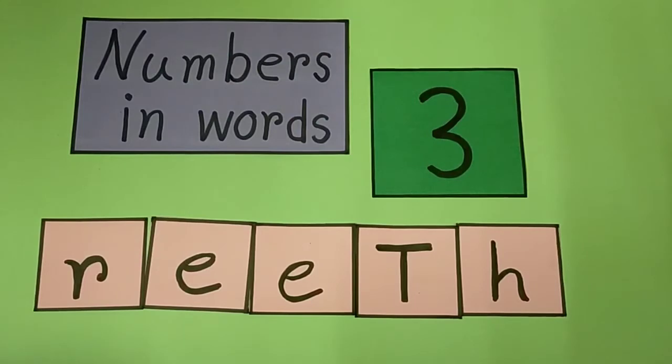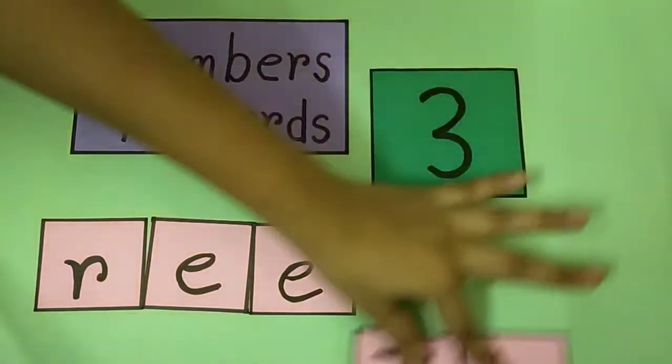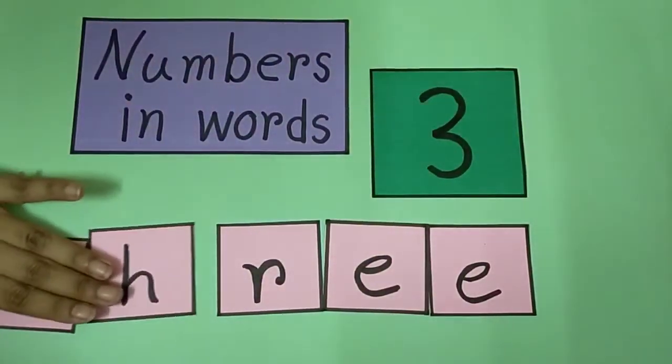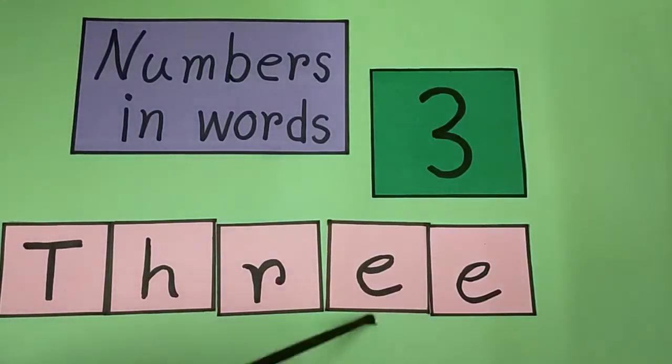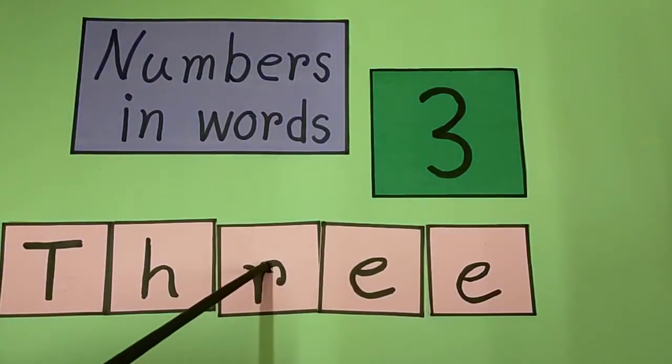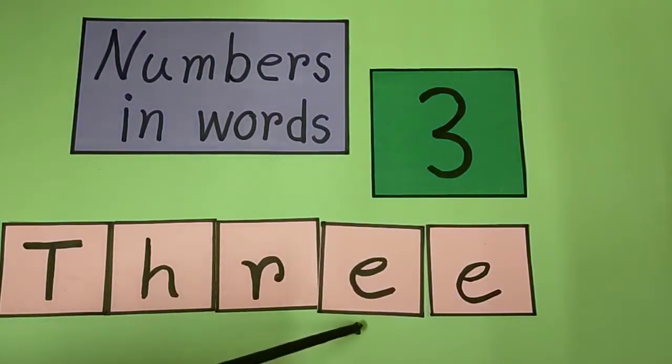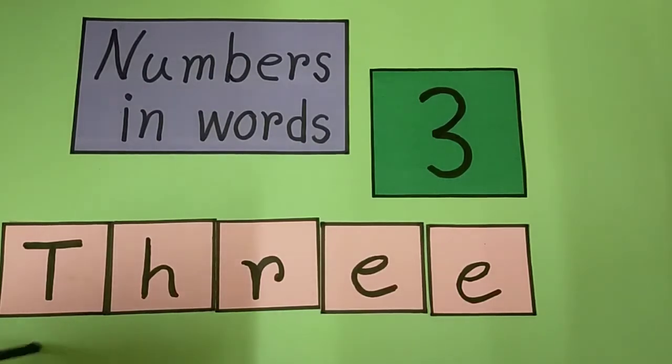Is it the spelling of 3? Now you say the spelling. Okay, what will be here? Okay, it will start with T and H. Okay, T-H-R double E. Is it right? Yes. Now you say the spelling with me again. T-H-R double E, 3. Very good.